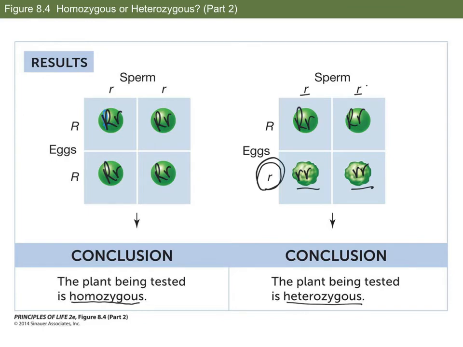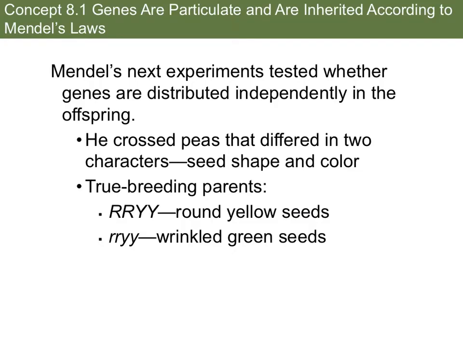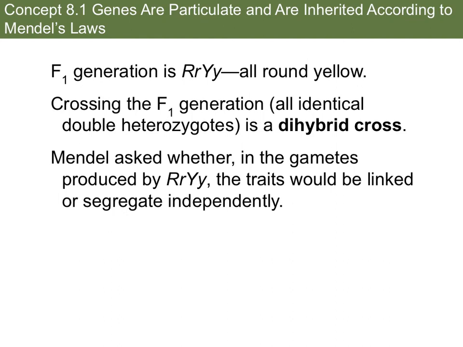Mendel's next experiments tested whether genes are distributed independently in the offspring. He crossed peas that differed in two characters, seed shape and color. He used what are known as true breeding parents. In other words, they were homozygous dominant for both conditions. In the F1 generation, the offspring of that first cross, they are all heterozygous. Crossing the F1 generation, which are all identical heterozygotes, heterozygous for R and heterozygous for Y, is what is known as a dihybrid cross.